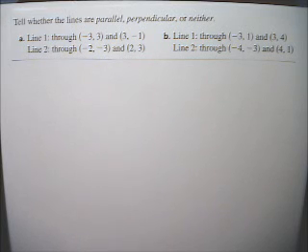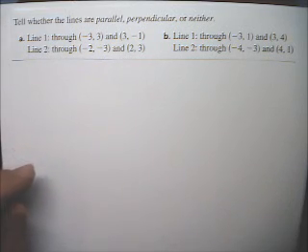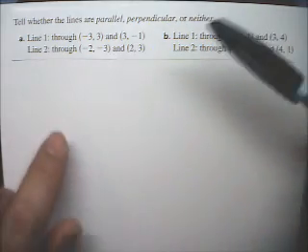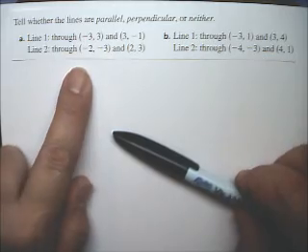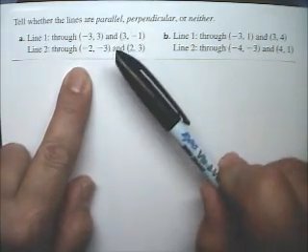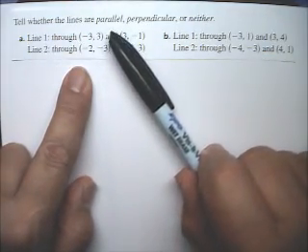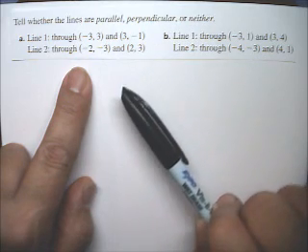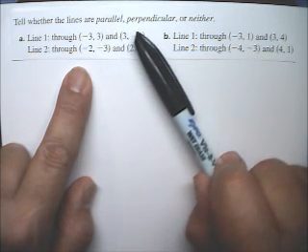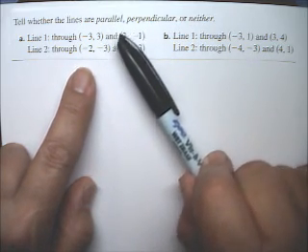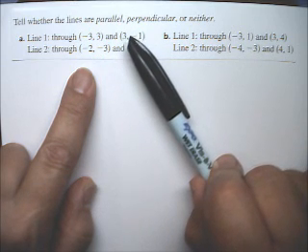Hello, this is linear equations and functions, slope and rate of change, example 4. And in this example, there's an A and a B part, and we have to tell whether the lines are parallel, perpendicular, or neither. Now, parallel and perpendicular are relationships between two lines.